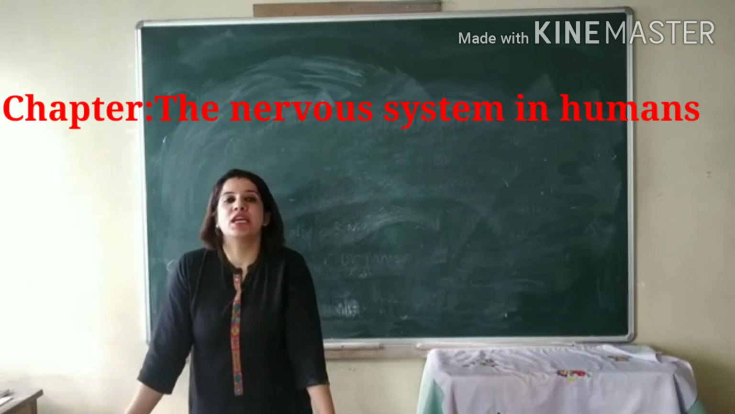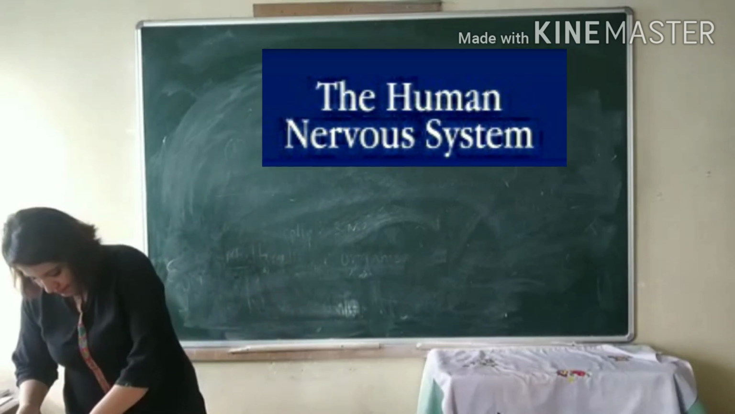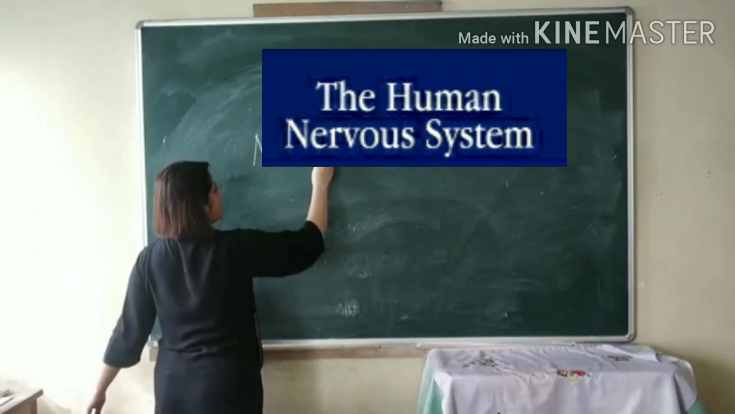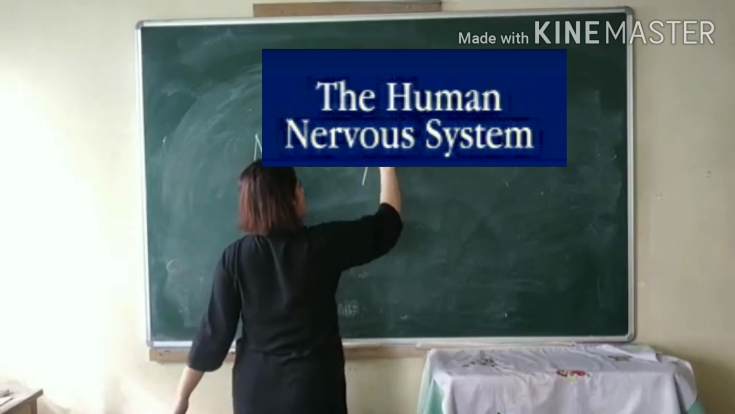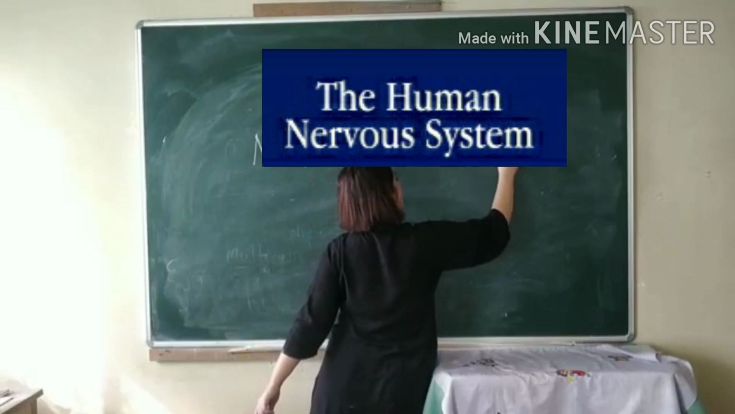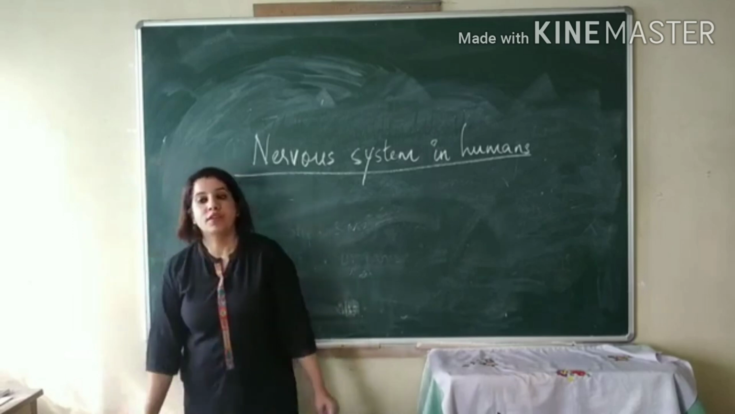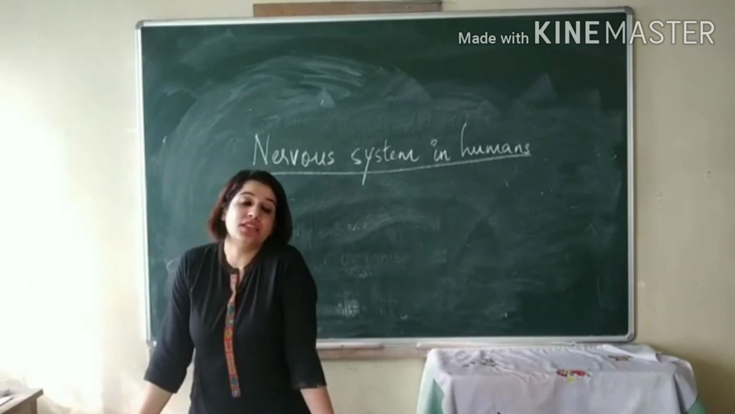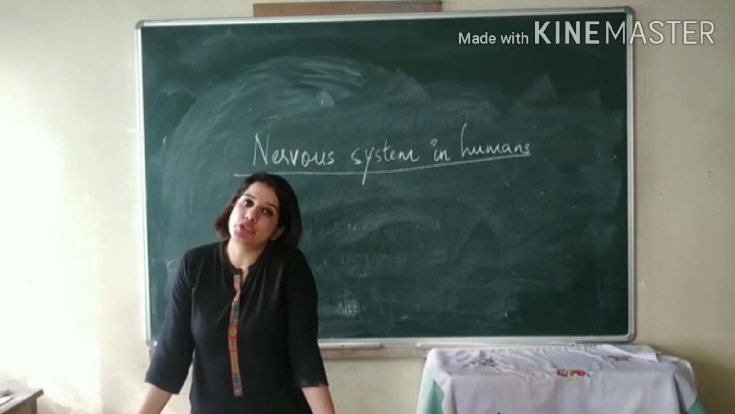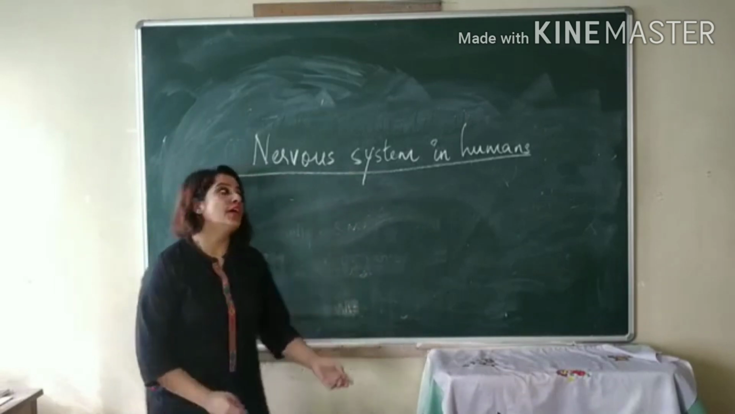Today we'll be starting off with a new chapter, a new topic, the nervous system in humans. Now, the nervous system we have already discussed about animal tissues in class 7. We did the nervous tissue. So, the nervous tissue is a part of the nervous system.